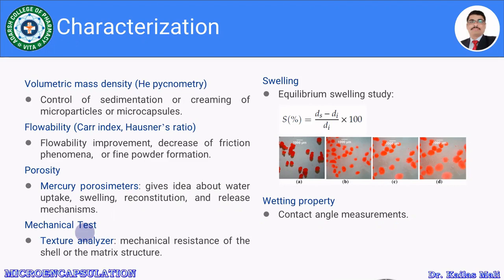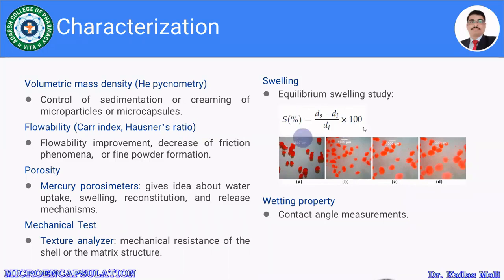Mechanical test. In the mechanical test, generally we are using the texture analyzer, which will give us an idea about the mechanical resistance of the shell or the matrix structure. Then the swelling of the prepared microencapsulated product should be done in a suitable solvent, and at regular time intervals we are supposed to withdraw the microparticles and take the weight of the swollen microspheres.